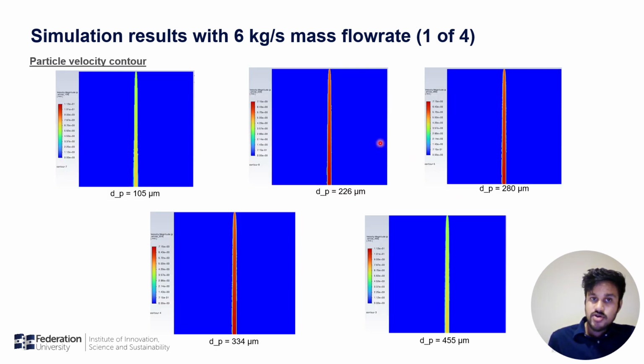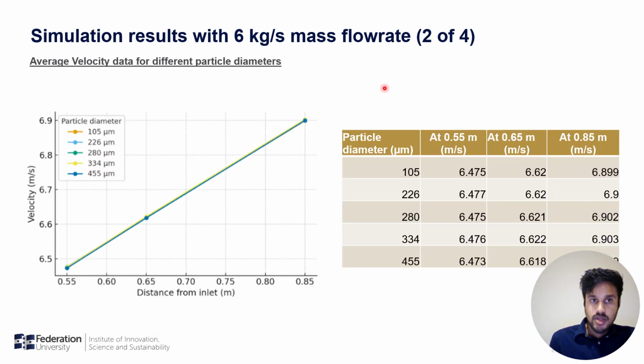Finally, these are the velocity contours obtained at 6 kg per second mass flow rate. You can see that the width of the particle curtain has reduced compared to the previous mass flow rates. When we plot the average velocity data at each height from the inlet, it shows that almost every particle diameter has the same average velocity from the top of the receiver to the bottom of the receiver.